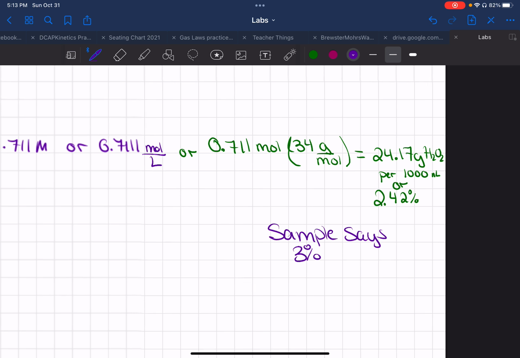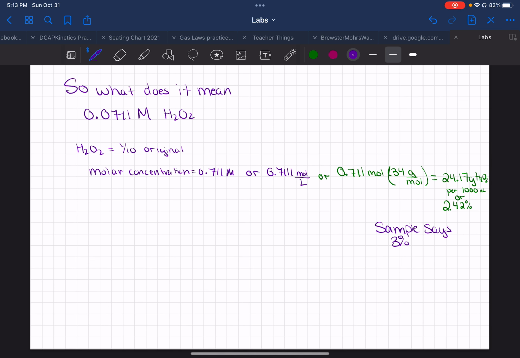And so these are the calculations that you guys are doing for this lab as well. Okay, so I've given you some examples to help you work through that, and good luck.